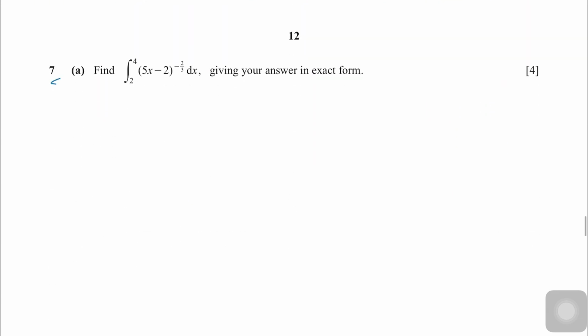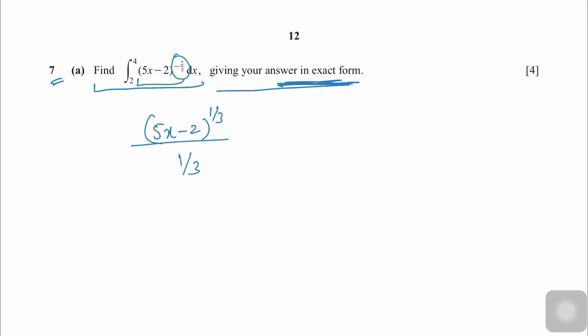Now moving on, we have our question 7: find the integral of this, giving your answer in the exact form. It needs the exact form, so we'll be using the calculator the least amount. So this would be 5x minus 2 powered negative 2 over 3. So this power would be added by 1, so this would be 1 over 3. This power would go in our denominator, and its differentiation would be multiplied in the denominator. So this would finally be written as 3 multiplied by 5x minus 2 powered 1 over 3, over 5, and we'll be applying our limits as 4 and 2.